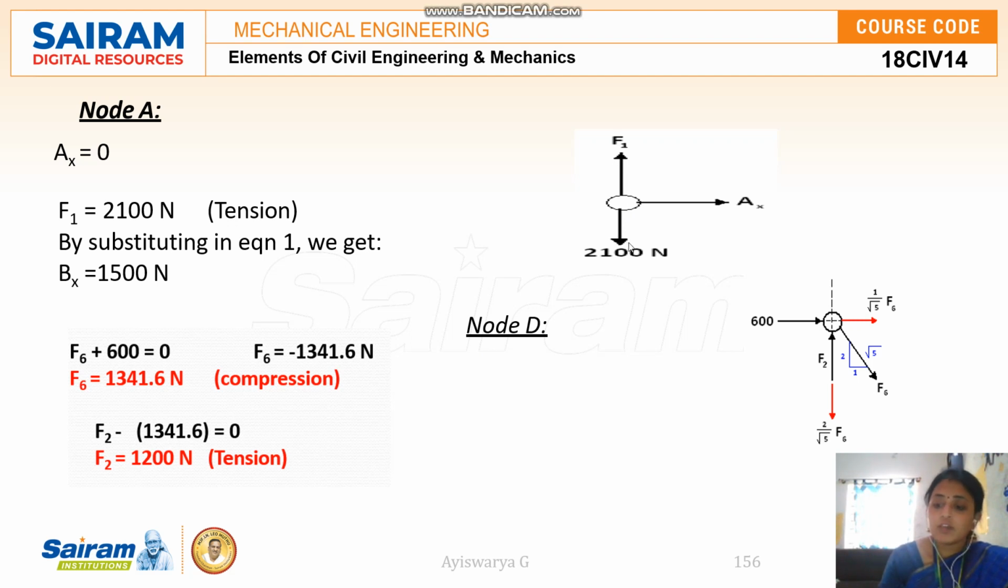Zero force member means if it is opposite, directly you can take the value. So you will get F1 is equal to 2100 Newton. That is the tension force. Okay, by substituting in the equation number 1, you will get the tension forces.